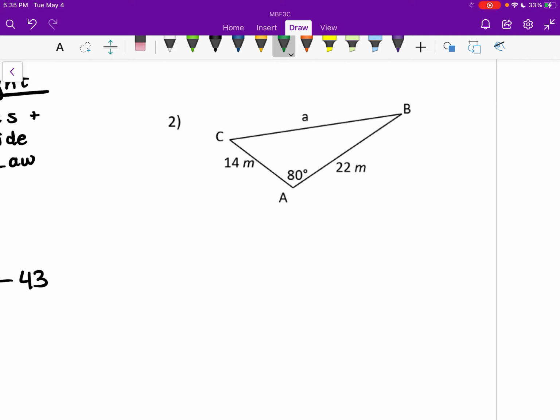Moving on, we're going to do example number 2. So in this situation, I have two sides, right? One angle, but this one angle doesn't have the corresponding side. So in this situation, I need to use cosine law, right? Because this is SAS, I need to use cosine law.